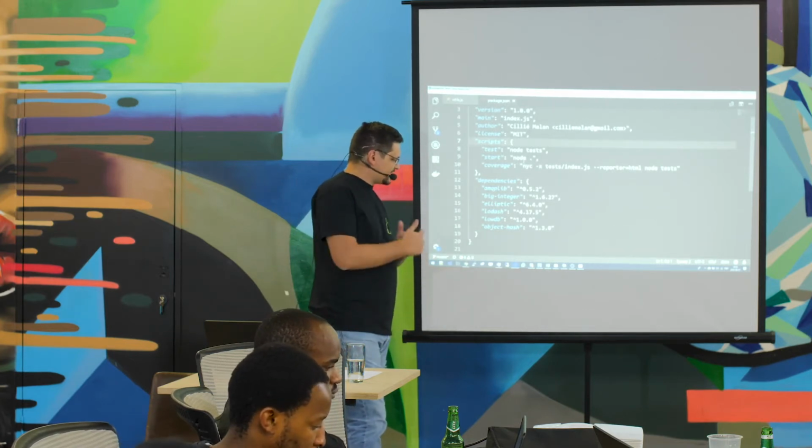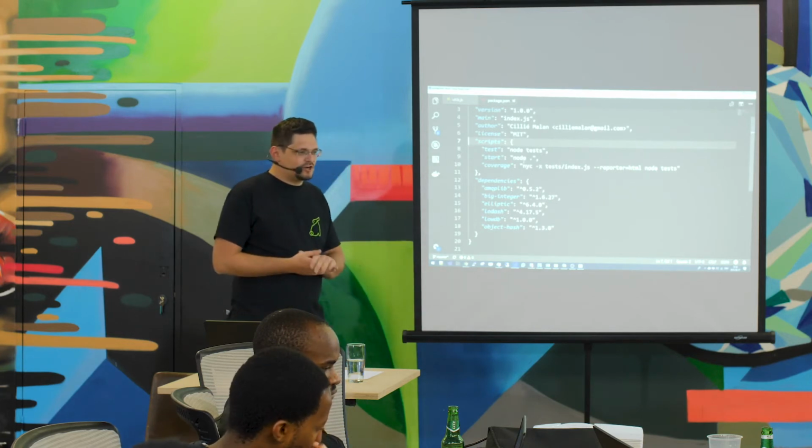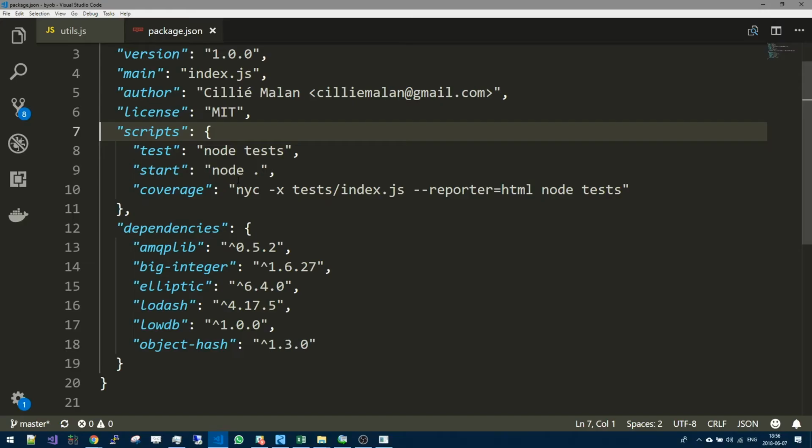The next one is elliptic. That is for elliptic curve cryptography. That's a very fancy sounding, this is like real cryptography. It's elliptic curve cryptography.